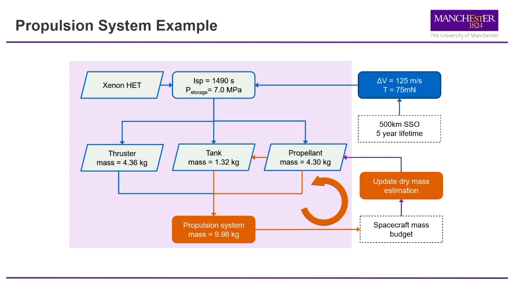Now you can see where the iteration might come in. So that value of dry mass has been updated by your systems engineer, maybe taking in other changes from your other colleagues. And you might then have to change the values of your calculation. Okay? So the propellant mass might change, the tank mass might change, your overall propulsion system mass might change. Feedback around the loop again. Okay?